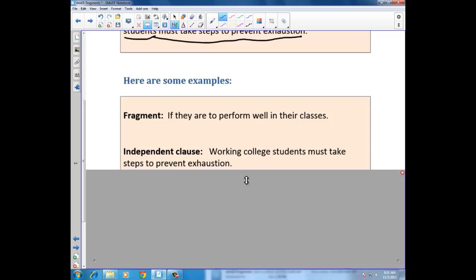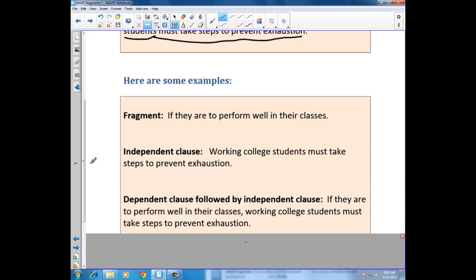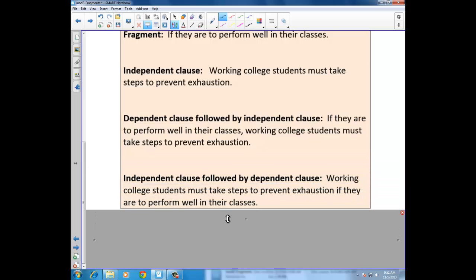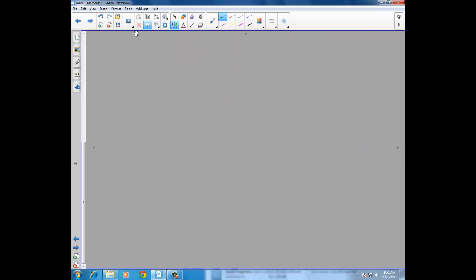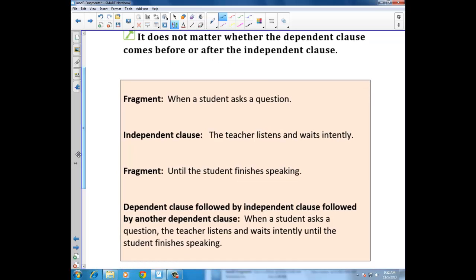Here are some more examples. Here's a fragment. If they are to perform well in their classes. Independent clause. Working college students must take steps to prevent exhaustion. Dependent clause followed by an independent clause. If they are to perform well in their classes, working college students must take steps to prevent exhaustion. This is an independent clause followed by a dependent clause. Working college students must take steps to prevent exhaustion if they are to perform well in their classes. Notice that it does not matter whether the dependent clause comes before or after the independent clause. In fact, some sentences begin and end with subordinate clauses, with the independent clause sandwiched in between.